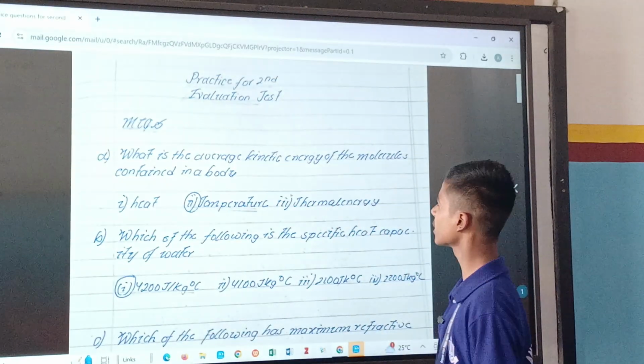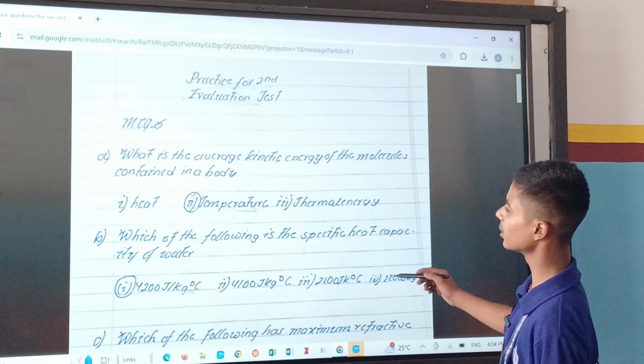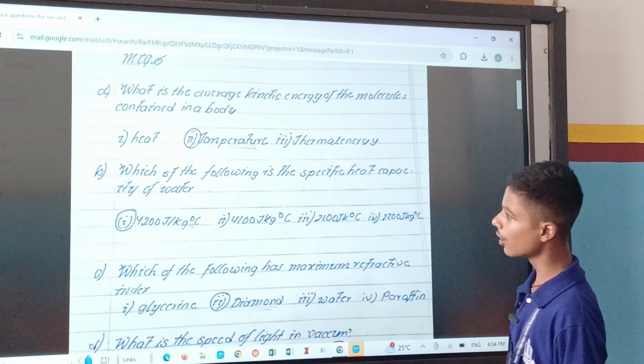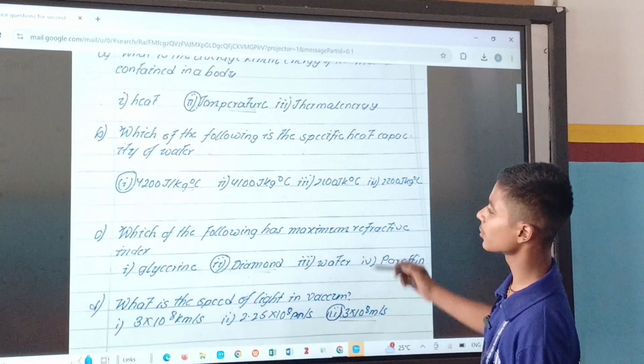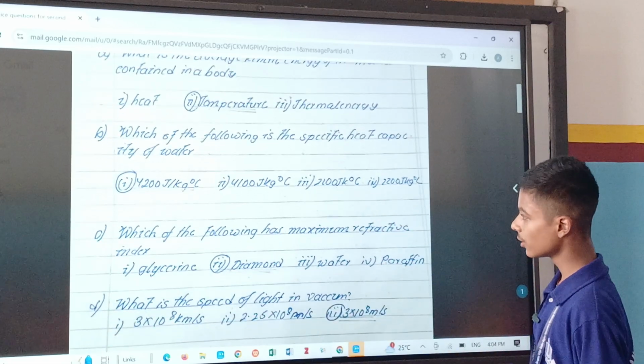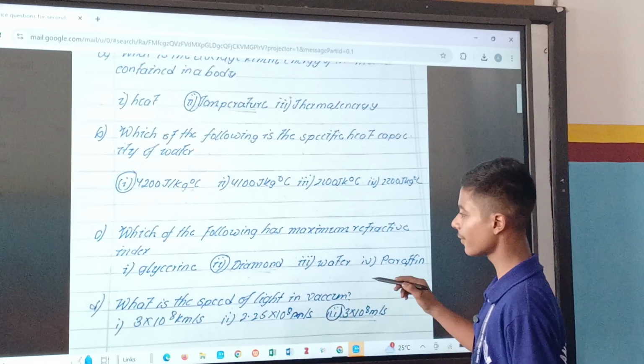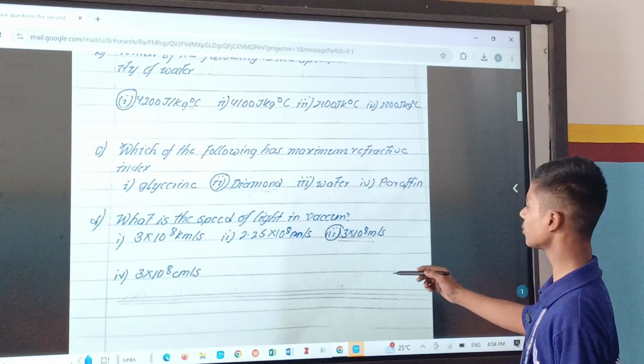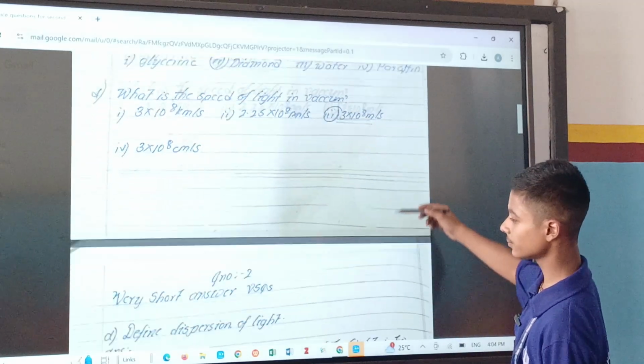What is the average kinetic energy of molecules contained in a body? It is temperature. Which of the following is the specific heat capacity of water? 4200 joule per kg per degree centigrade. Which of the following has maximum refractive index? That is diamond. What is the speed of light in vacuum? 3 into 10 to the power 8 meter per second.